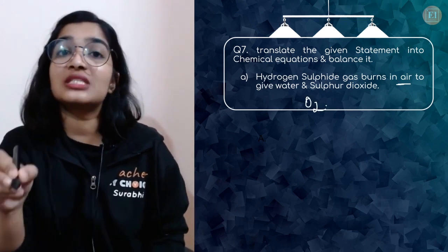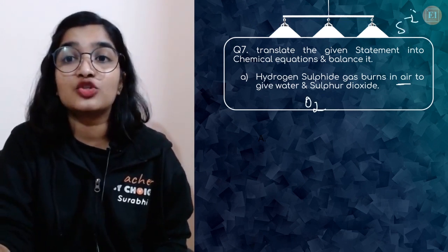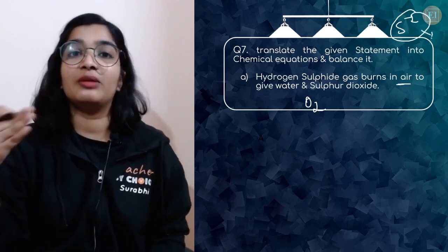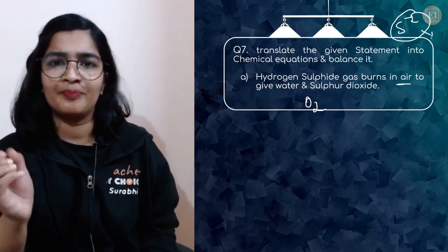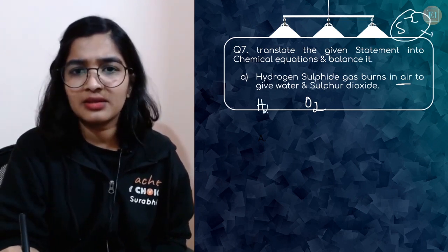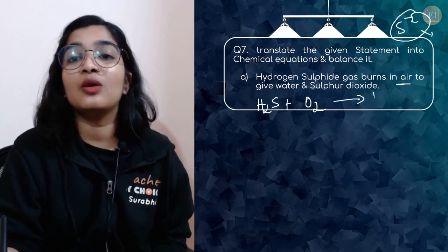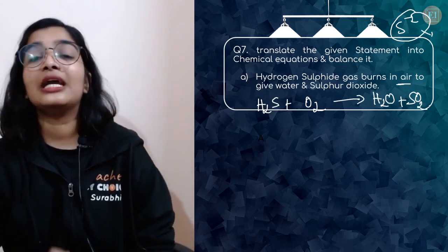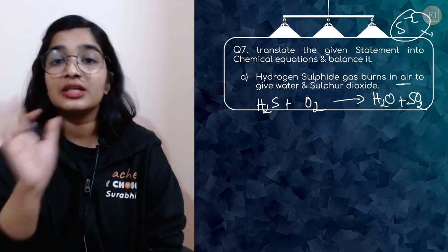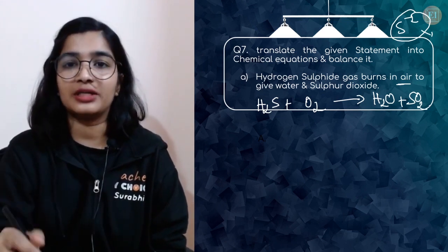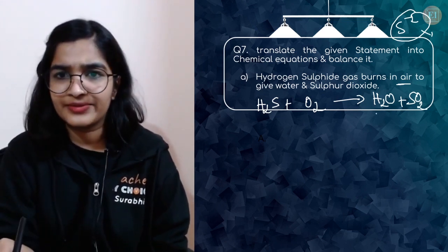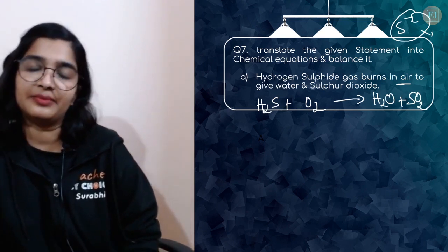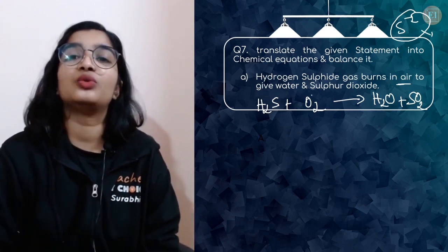Now what is hydrogen sulfide? Sulfide is always S2-. Sulfate is SO4 2-. Sulfite is SO3 2-, but sulfide is S2-. So hydrogen sulfide is H2S. H2S plus O2, you are getting water and sulfur dioxide. SO2 gas will be evolved. So this is a redox reaction. Is it balanced? That is very, very important. Hydrogen 2, yes 2, and sulfur 1. Oxygen: there are 3 oxygen atoms here, but on the other side you have only 2. So how will you balance it?